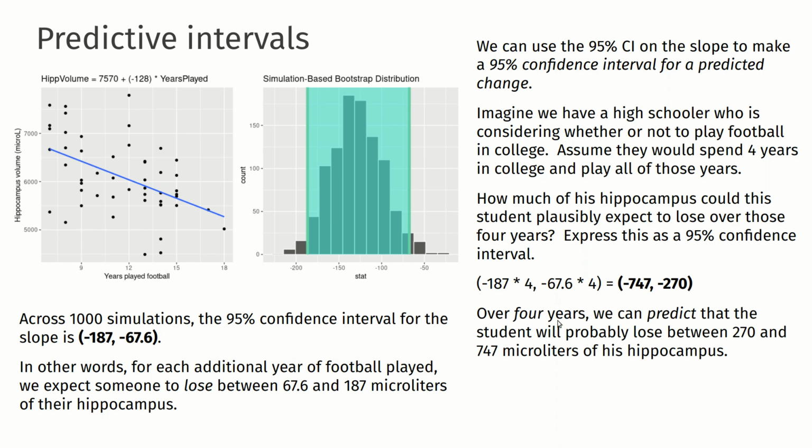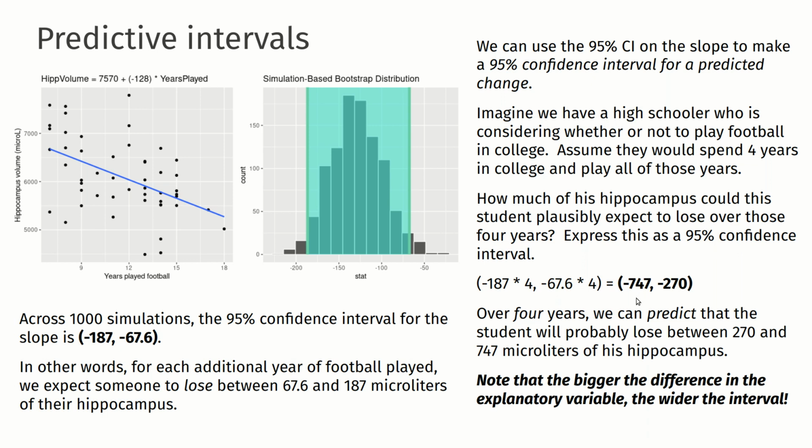So over 4 years, we would predict that the student would probably lose, not a guarantee, but would probably lose between 270 and 747 microliters of his hippocampus. And just to give a sense of that, remember that someone who played no college football, so this is our intercept here, would have a hippocampal volume of about 7,500 microliters. So it's possible for this student, by playing 4 years of college, to lose about a tenth. So that is, say, 1/10 of the total volume of their hippocampus.